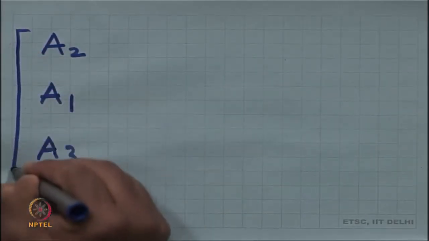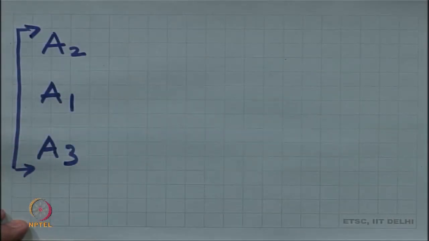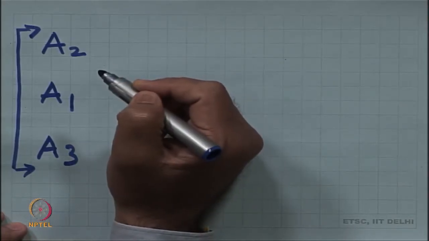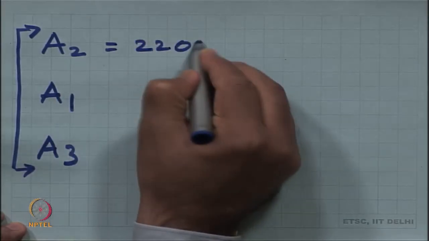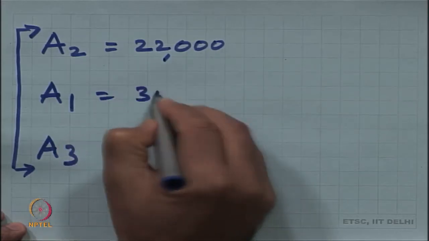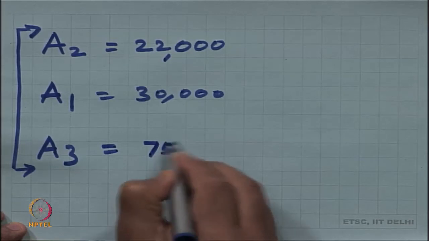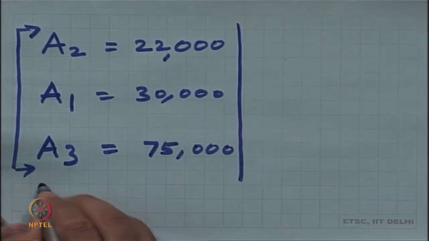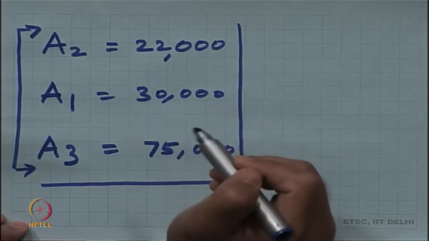So, out of 4, alternative A4 is not going to the next stage because the return that we are getting is less than MARR. Now, A2, if you remember, we are investing 22,000. A1, if you remember, we are investing 30,000, and A3, if you remember, we are investing 75,000. Now, in the second stage, what we have to do is carry out pairwise comparison.